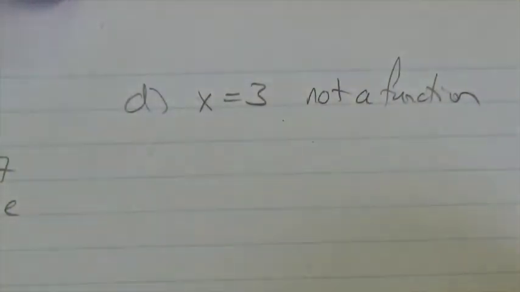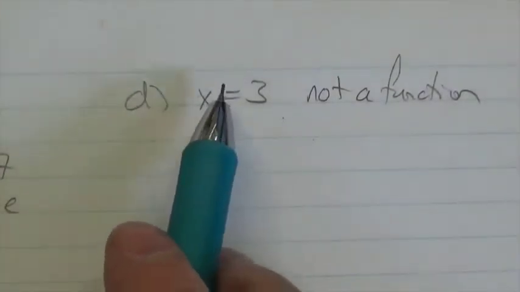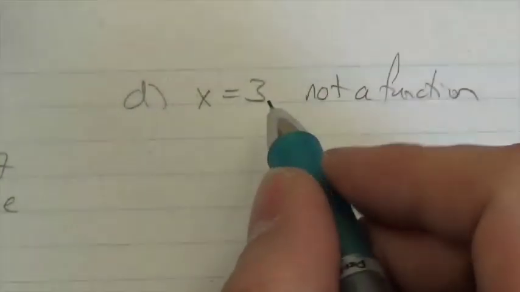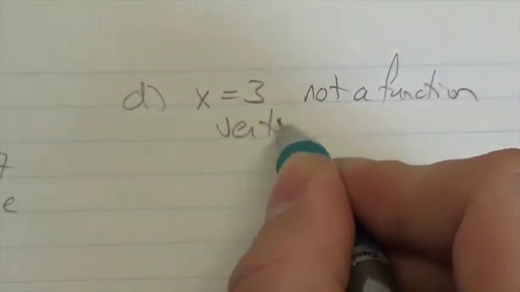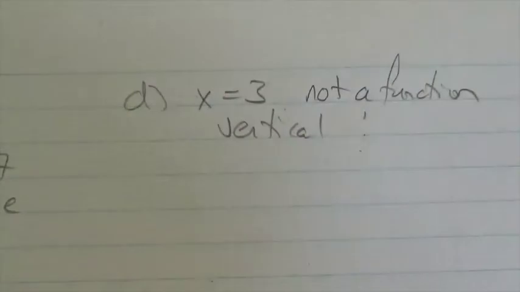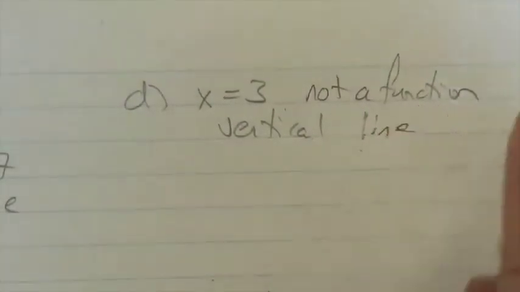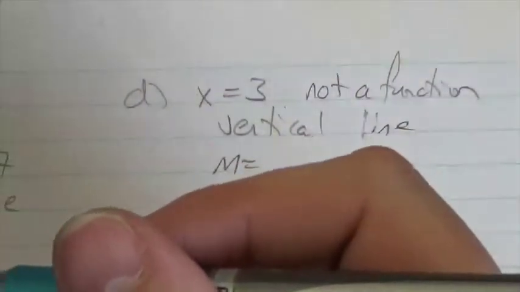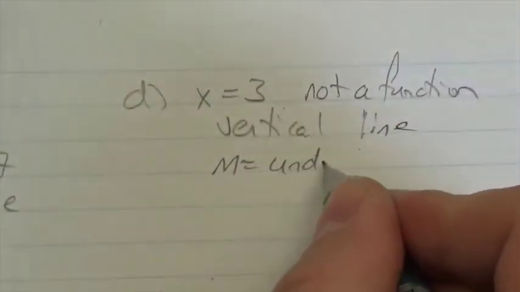Well, now think about this. It's still linear. It's totally linear because the exponent on here is 1. So what's the only kind of line that isn't a function? The answer is this is a vertical line. That's why it's not a function. So now the slope becomes a little bit more obvious here. If it's a vertical line that we're dealing with, then the slope is undefined.